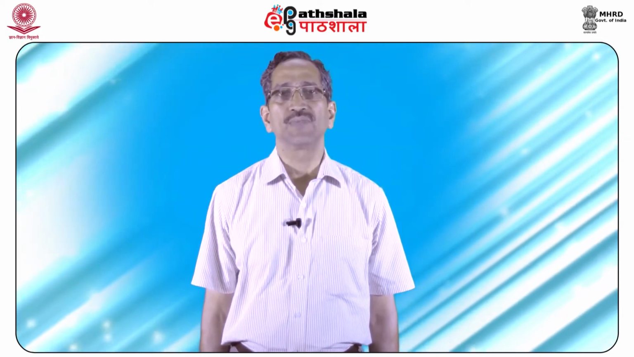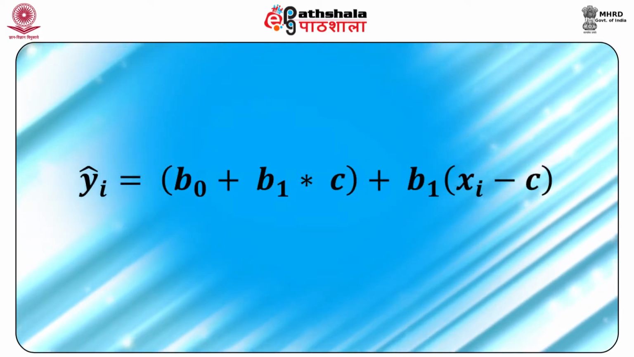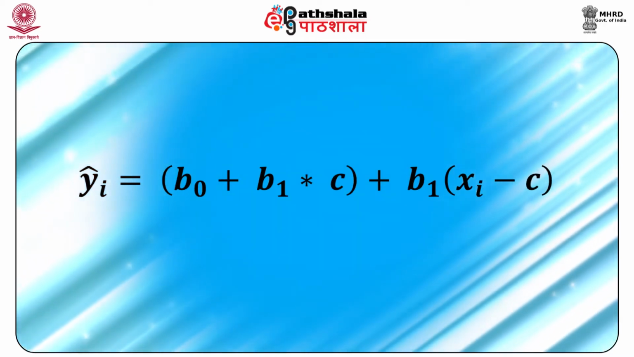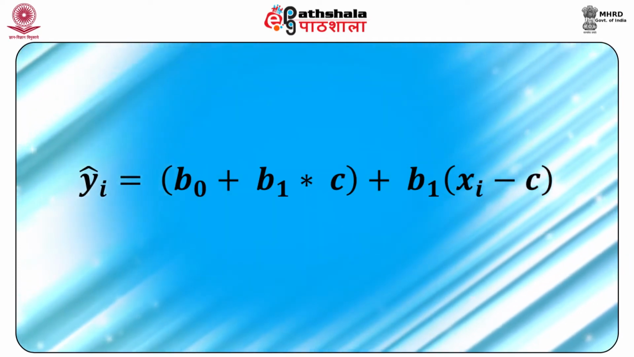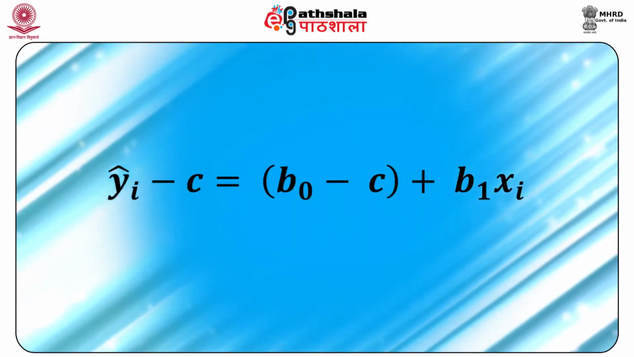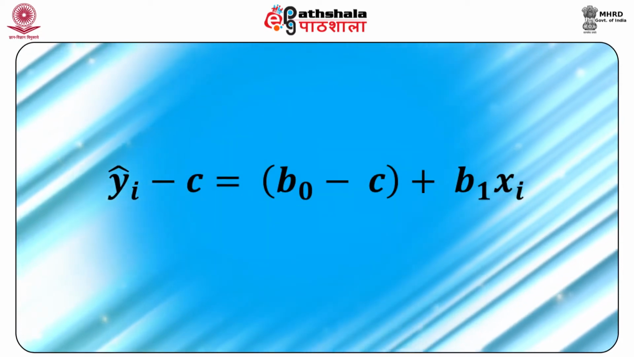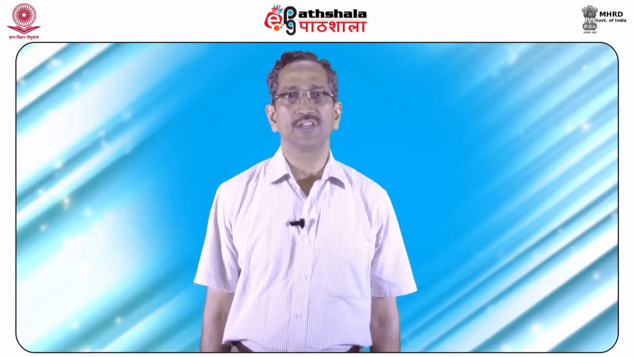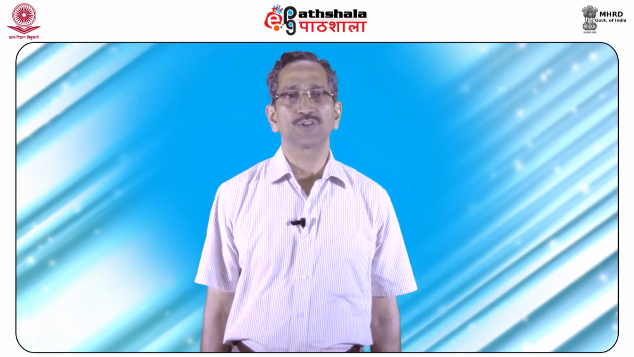Let us see how. Now we know that yi hat is equal to b0 plus b1 into c plus b1 into xi minus c. Now subtracting a constant c from y changes the intercept in the following manner, that yi hat minus c is equal to b0 minus c plus b1 into xi. So we see that there is an impact of change in origin on the intercept, but not on the slope coefficient.